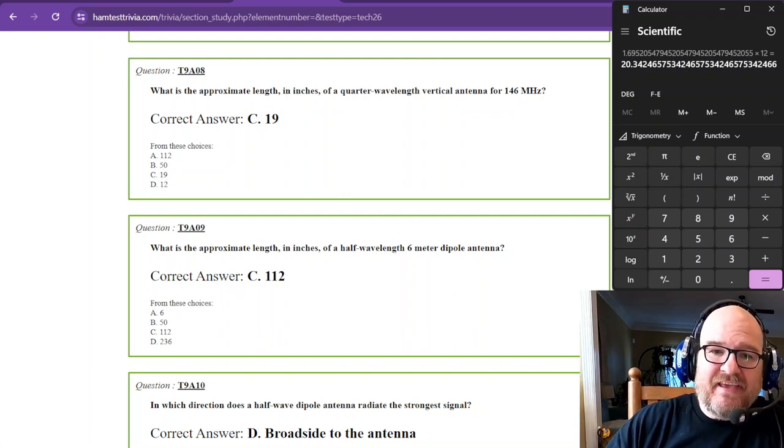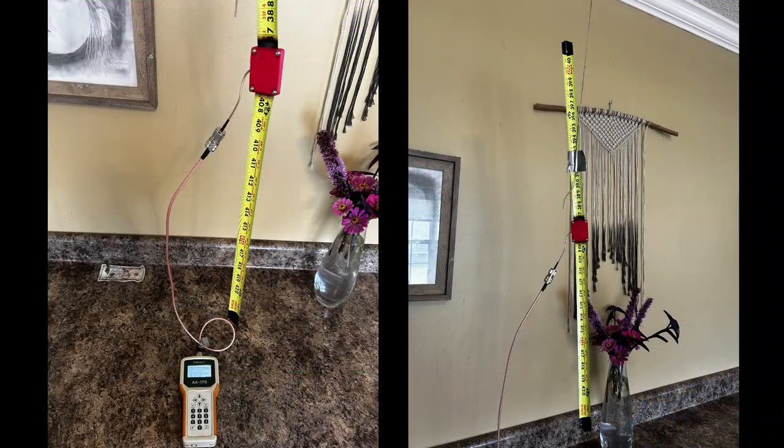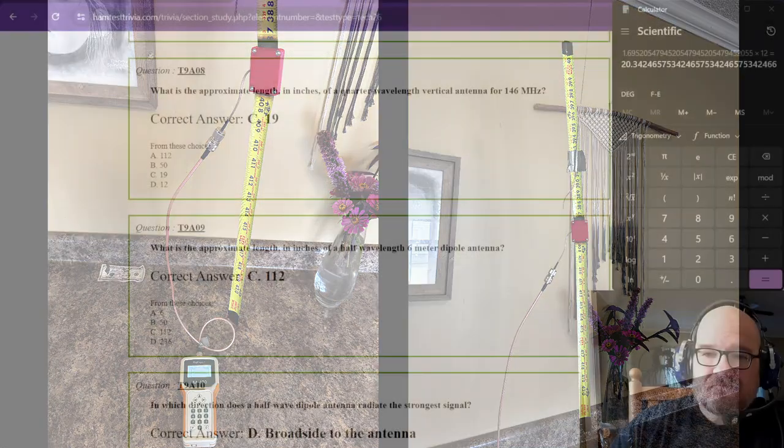And so that antenna that I showed you earlier, the 2 meter vertical or horizontal antenna, it wound up being a half wave. So each section is a quarter wavelength long. So they're right at about 19 inches.